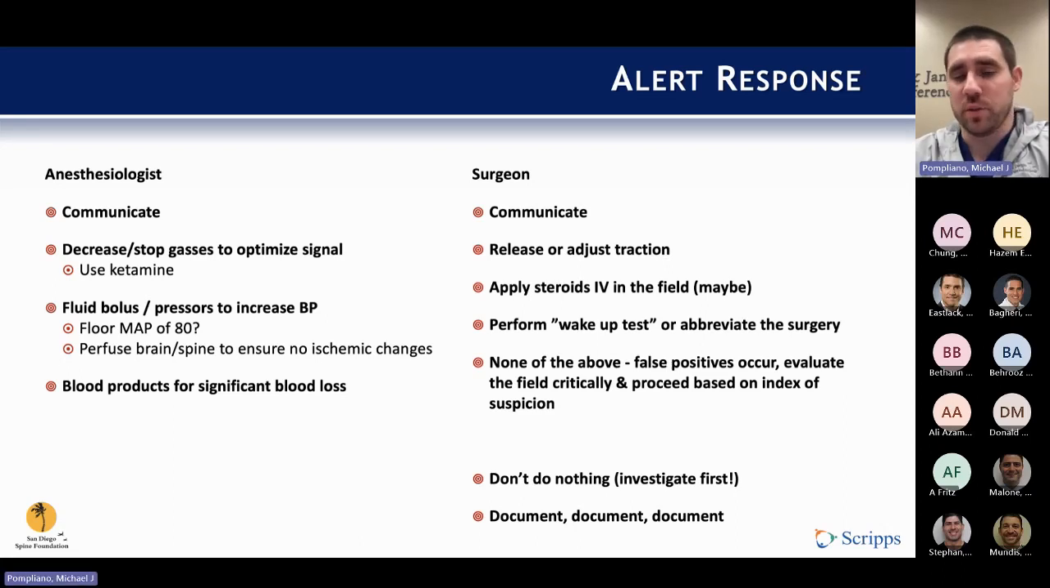At the end of the day, this could also be none of the above. False positives do occur. You essentially need to evaluate critically and proceed based on your index of suspicion. The two critical things aside from communication, which I started off with, are, one, don't do nothing. If you do get an alert, don't just assume it's equipment, prove it. You have to investigate it first. I think most people will say that the alert is okay, but not responding to it appropriately is not. And then finally, document. If you have an alert, you need to remember postoperatively to document what you did to assess it and how you responded to it.